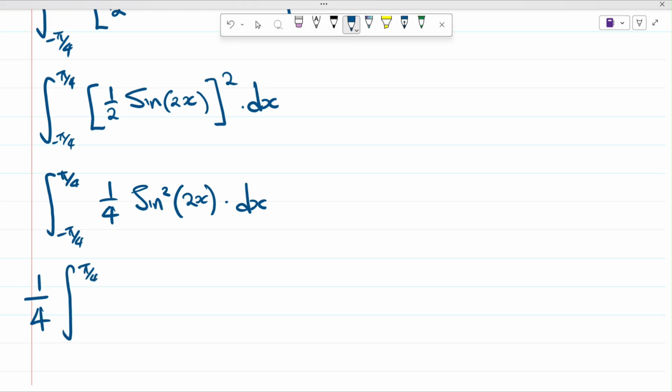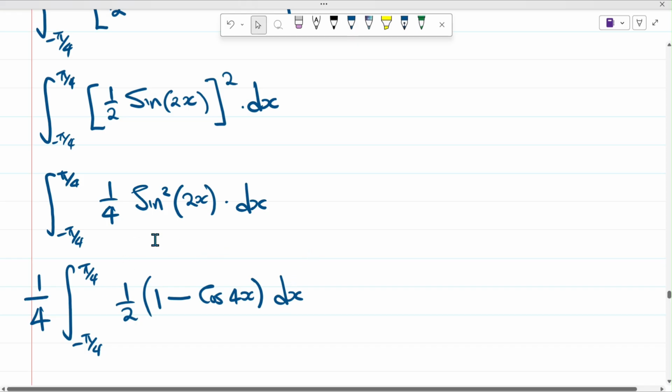So I'll have pi over 4 and negative pi over 4, and then 1 over 2 times 1 minus, we double this angle, cos of 4x, dx. That's what half angle identities always mean. So you see what I did there? I ended up substituting only the equivalence of sine squared with regards to half angle identities.